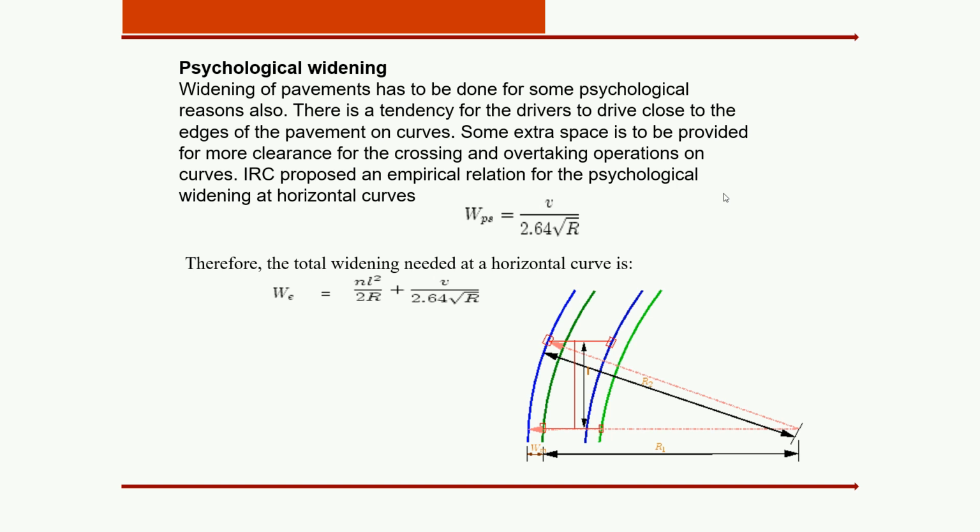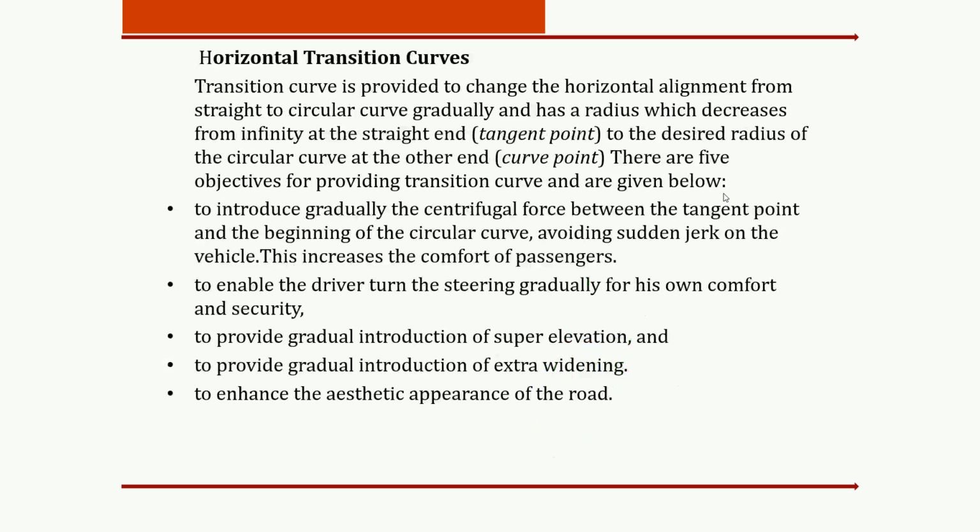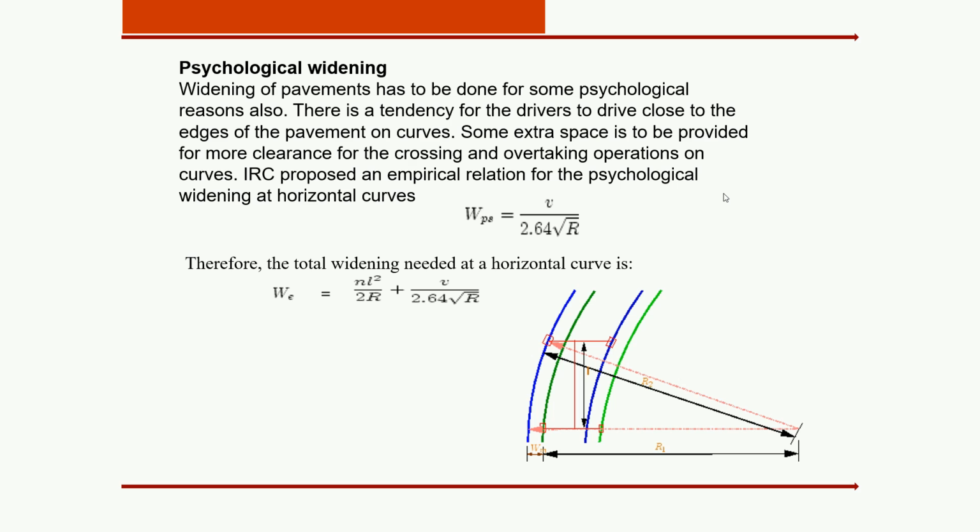In today's class, we discussed the camber, various types of sight distance, what we mean by geometric design, what we mean by super elevation, how we can counterbalance the weight, what widening is, the various types of widening, what psychological widening means, and what mechanical widening means. These are the various points we discussed today, and I hope you understand this. In the next class we are going to discuss the various types of curves. Thank you very much.